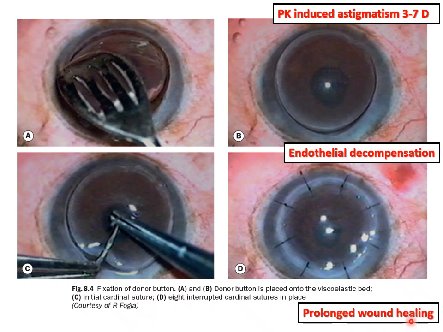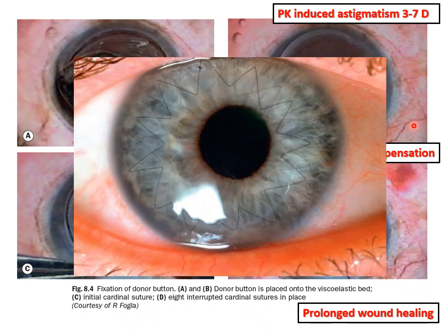And prolonged wound healing, of course, because so many sutures are being put over here. This is the corneal button, the endothelium is decompensated. The epithelium may also be absent in places. So healing involves growth of the epithelium and proper integration of this button into the recipient bed. And that takes a lot of time. That takes months to years. Okay. So that's that.